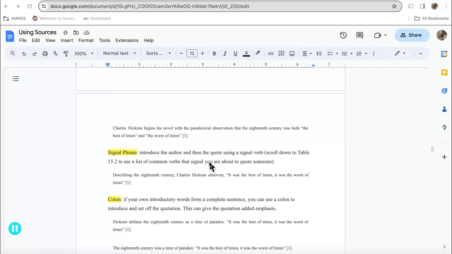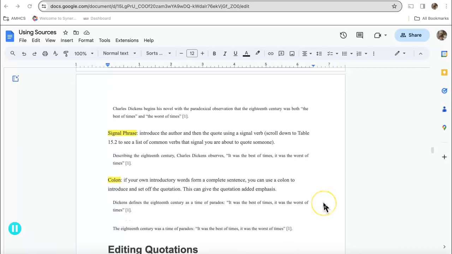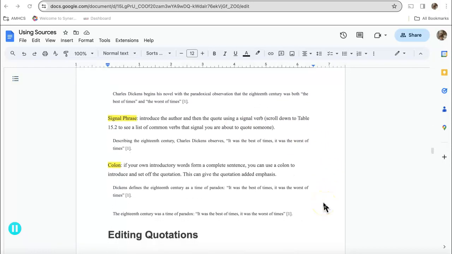Now, a signal phrase. How do you do a signal phrase? To do a signal phrase, you introduce the author and then the quote using what we call a signal verb. And at the bottom of this document, we're going to have this table 15.2 with a list of those for you to consult. So here's how this might look. Describing the 18th century, Charles Dickens observes, quote, "It was the best of times, it was the worst of times." So we have Charles Dickens, the author named, first and last name, and then observes, and this is an appropriate verb to introduce this quotation.